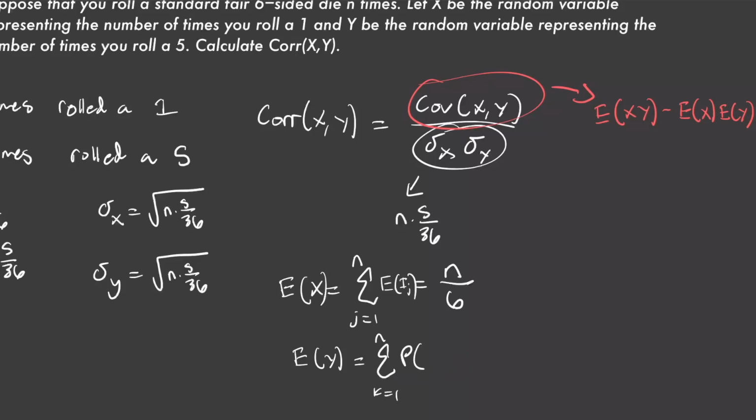So in our case, for y, we had the probability that the indicator was equal to 1 if that dice roll was a 5, right? So the probability I get a 5 on a random dice roll is going to be 1/6. We sum that up n times, we again get n/6.